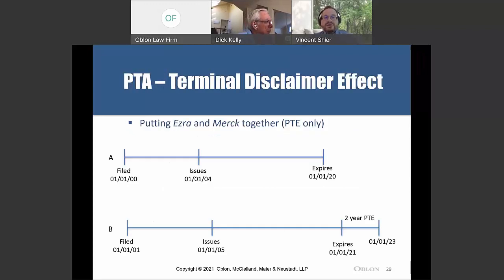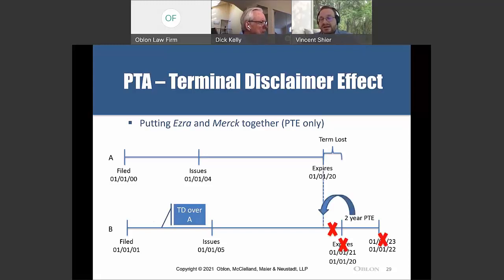And so when we put Ezra and Merck together, what we can now see is pretty clear when we talk about the impact of terminal disclaimers and the interplay with patent term adjustment and patent term extension. If we look at a scenario where we have a patent B that has patent term extension and is slated to expire later, and a terminal disclaimer is filed over patent A, you lose the term back to the expiration of A, but we still get that patent term extension.